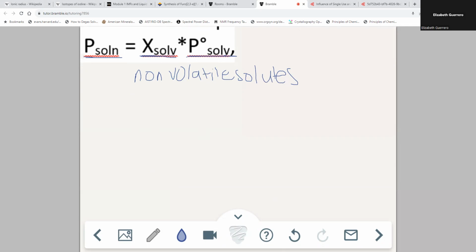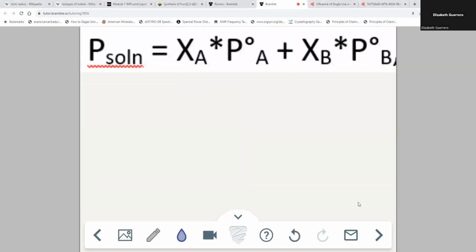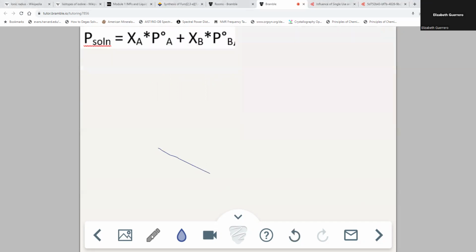We do have another equation that we use if we end up with two substances being mixed together that are volatile. And that's going to be this equation right here. So in this equation, you have your two different liquids being added together, and you multiply the mole fraction of the individual substance by its vapor pressure, plus the mole fraction of the other substance by its vapor pressure, and you add those two together.